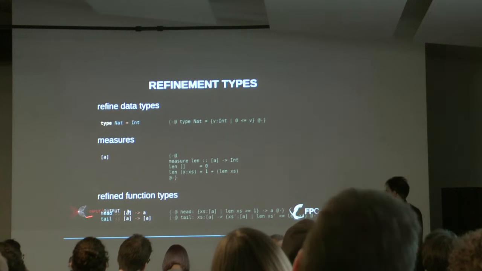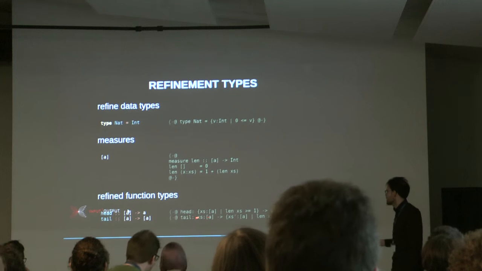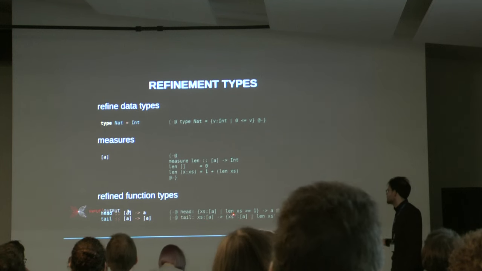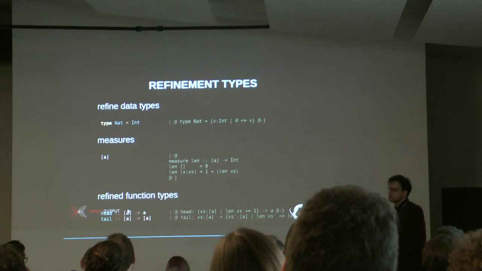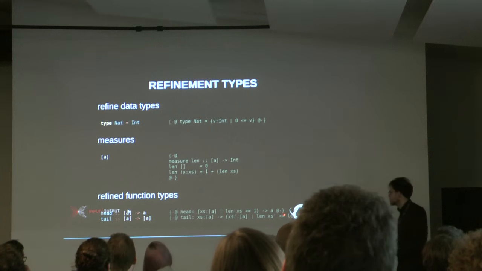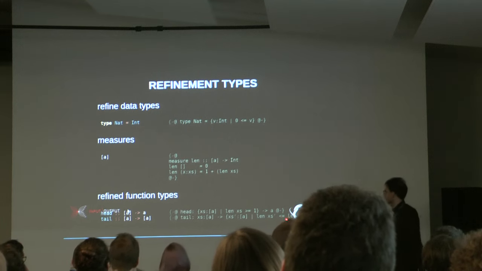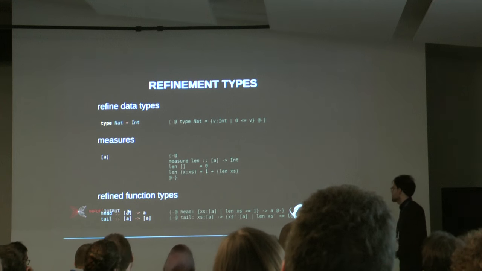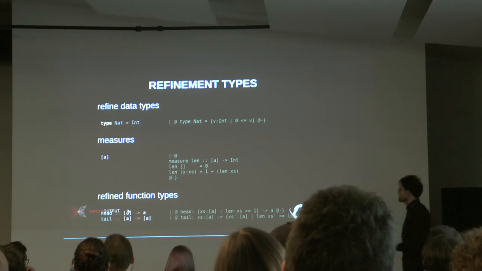And also for tail, you can refine the type and say tail takes a list, and the resulting list is not longer than the original list. You might have the same list because it might have been empty in the first place, and then you would have an empty list, but it will not be longer.